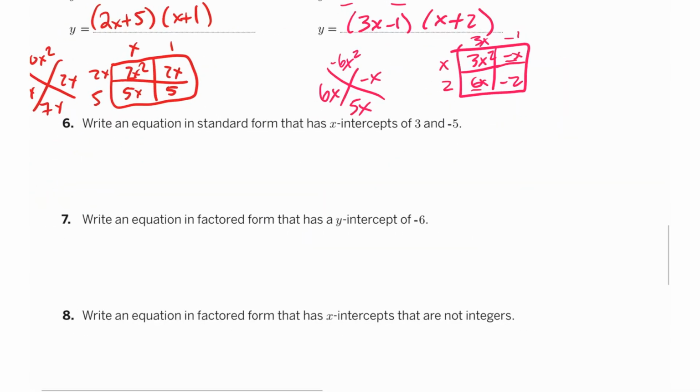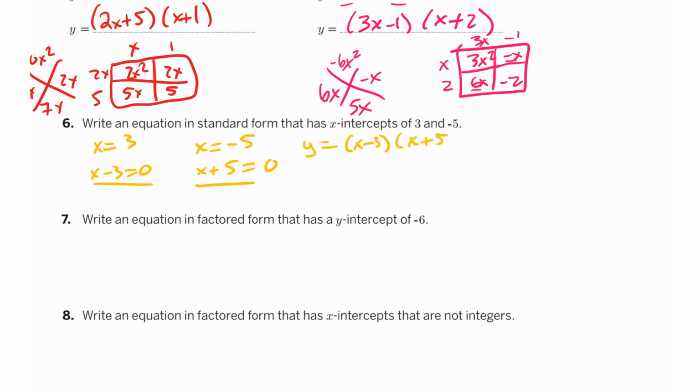Next up, number 6, write an equation in standard form that has the x-intercepts of 3 and -5. Since I know that my intercepts are at 3 and -5, I'm working backwards to get my factors of factored form. So I can write out my factored form of x minus 3 and x plus 5. Now to put it in standard form, I'm just going to multiply these two terms together.